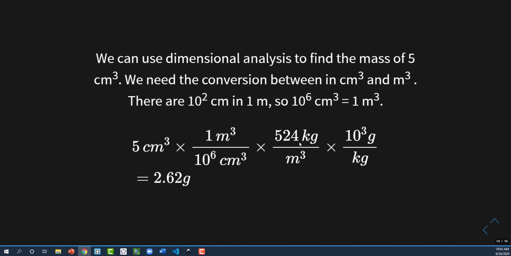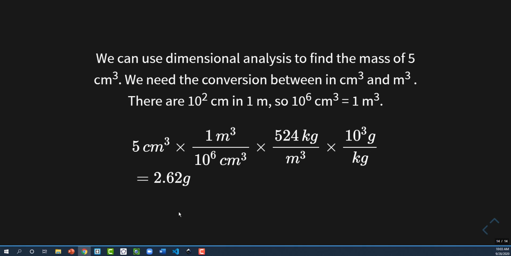Now I say, okay, this thing has a mass of 524 kilograms for a single cubic meter. So when I multiply the results of this calculation by 524, I know the mass of those 5 cubes in the units kilogram. And I'm almost done, but I have to now multiply by the number of grams per kilogram to finally get the answer I'm looking for, which is the number of grams, and it comes out to 2.62.